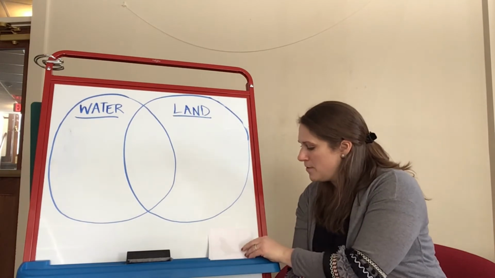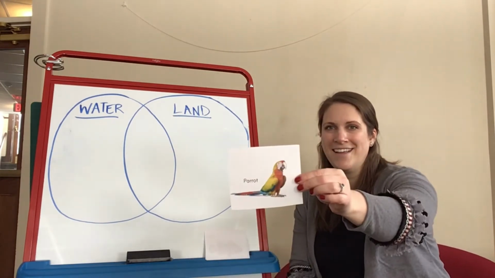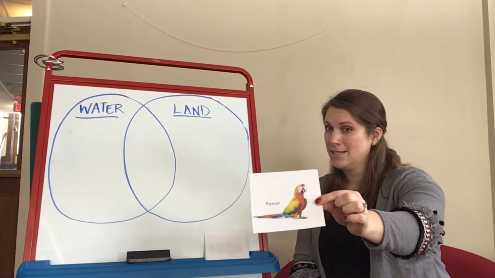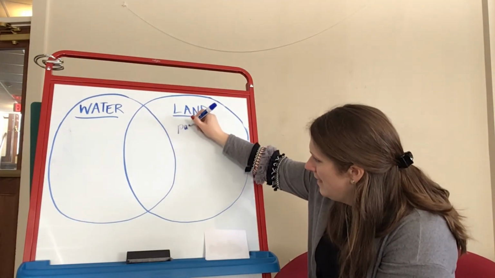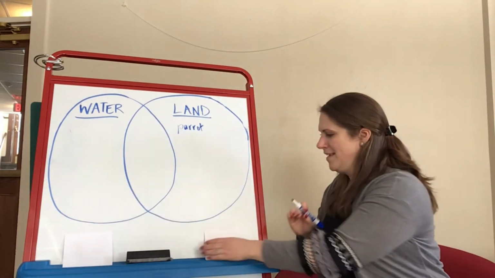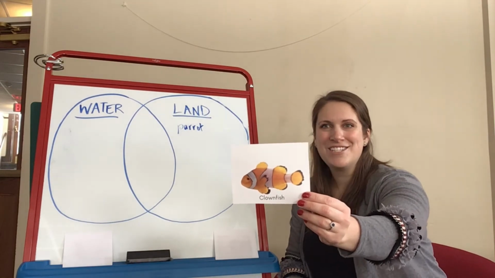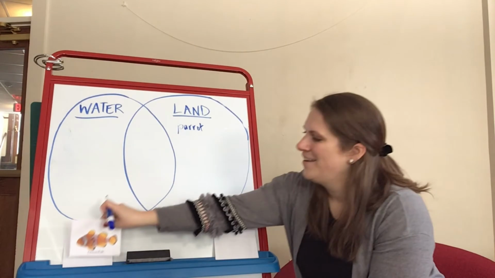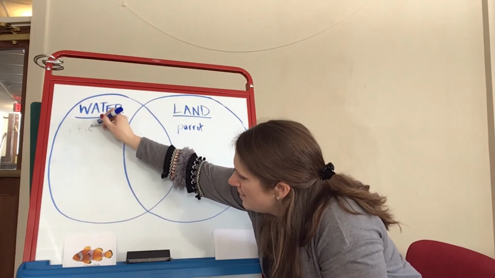So I'll show you how we're going to play. You're going to choose an animal and decide where it belongs. So let's see. My first animal is a parrot. Do parrots live on water or in land? I think they go under the land category. Parrots. Sometimes up in the sky. Okay, what's next? A clownfish. Where does that belong? Water? Yeah, I think so. I'm just going to write fish right there.